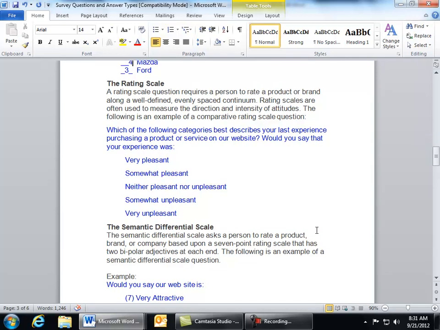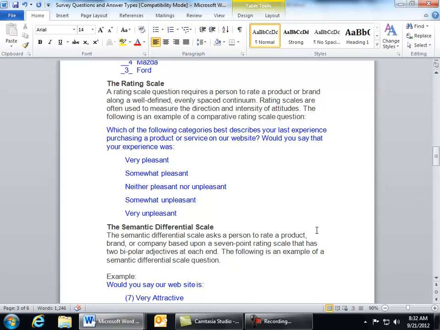So the rating scale. This is a little bit different than the last that we saw. A rating scale question requires a person to rate a product or brand along a well-defined, evenly spaced continuum. Rating scales are often used to measure the direction and intensity of attitudes. The following is an example of a comparative rating scale question.